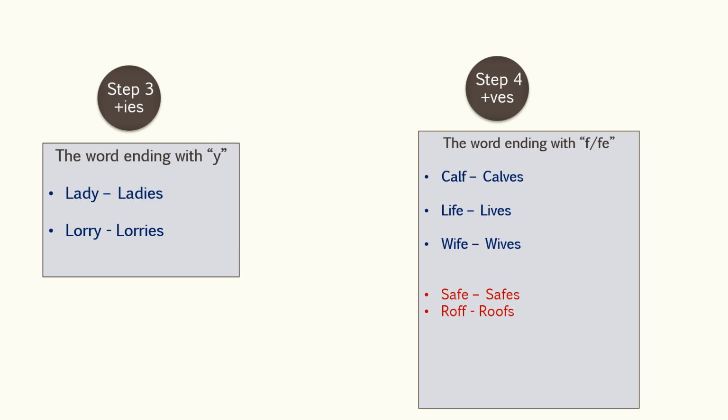Step 4. By adding ves to the end of the singular noun. We use this step for words ending with f or fe.